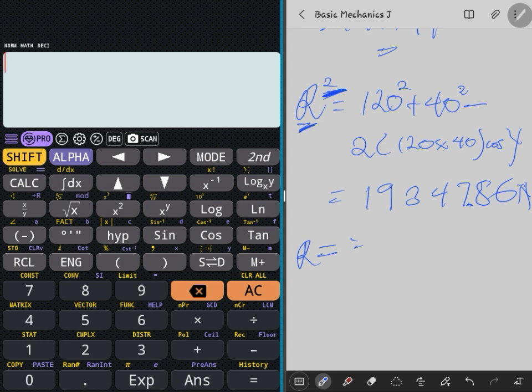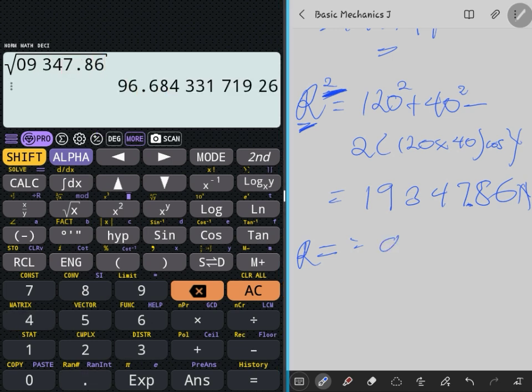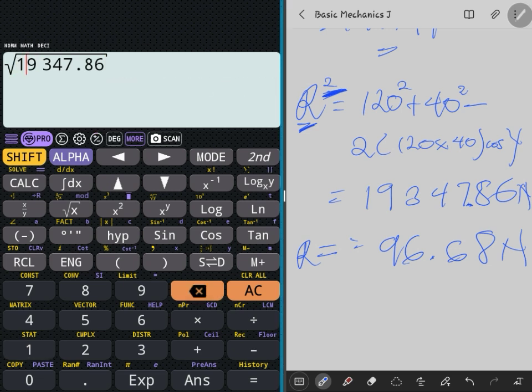Let's just do it straightforward. Square root of 19,347.86, right? What is that giving us? 96.68 newtons. Wait, there's something wrong.